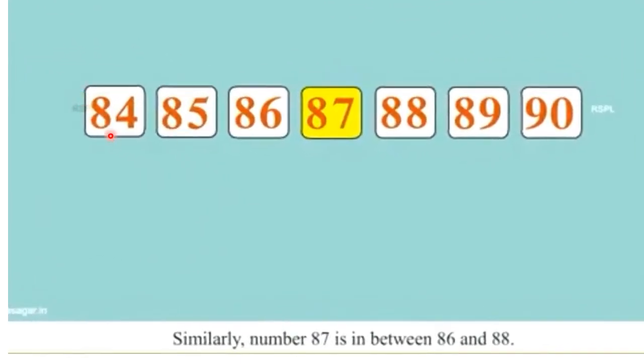For example, I have given an example for you children. 84, 85, 86, 87, 88, 89, 90. Similarly, the number 87 is the between number. For 86 and 88, which is between? 87 is the between number. Did you understand?